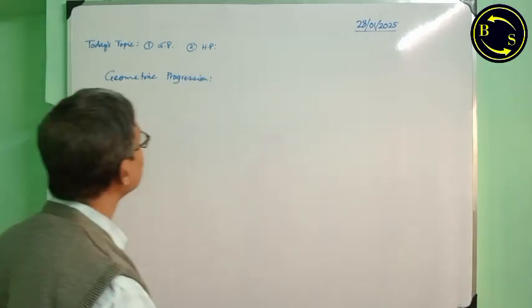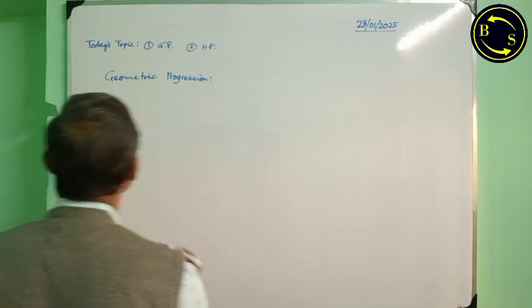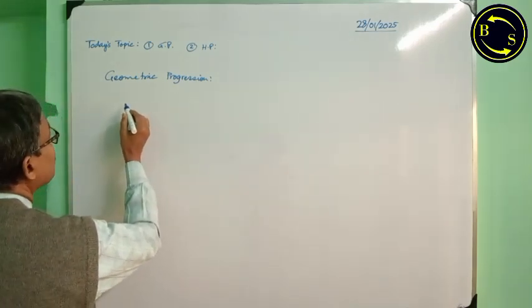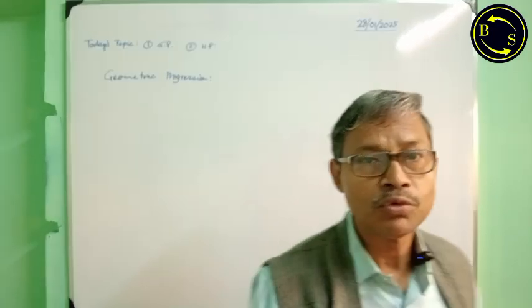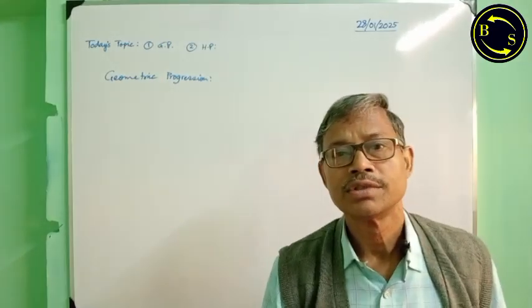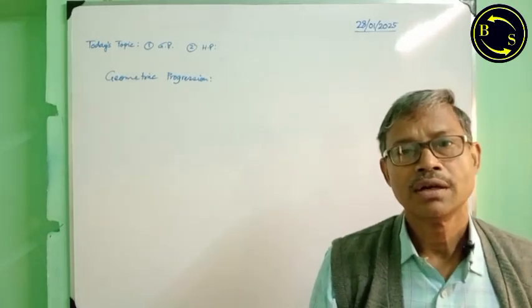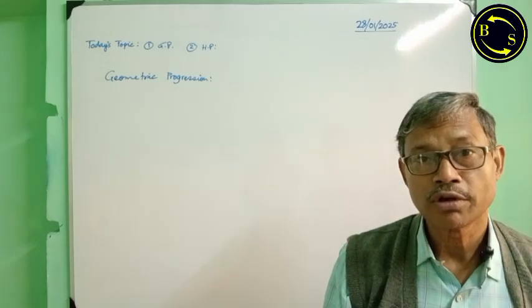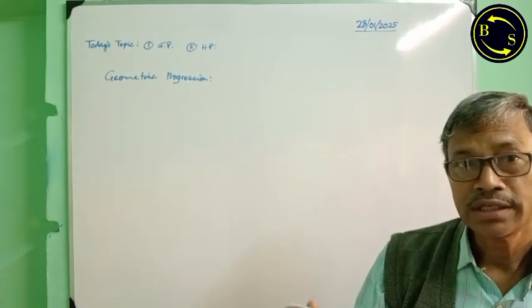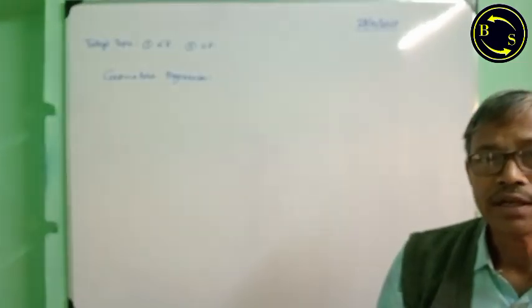Students, viewers, today I am going to start GP, geometric progression, then harmonic progression, first geometric progression. In arithmetic progression, we saw the difference of two successive terms are always equal. In case of geometric progression, actually I start taking an example.